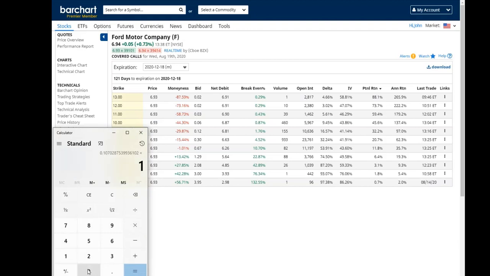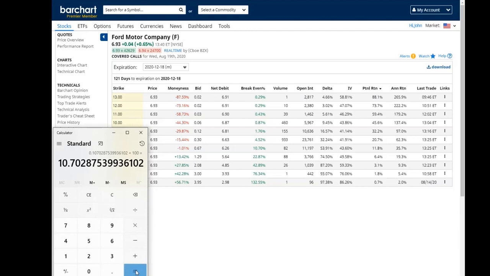Look what happens. As long as Ford Motor stays above $6.26 between now and December, I'm going to get a 10% return on my money, even if it doesn't go above $8, right? I'm going to get a 10% return. So what I've done now is I've turned a non-performing asset, Ford Motors, and I'm creating a dividend income, so to speak, right?